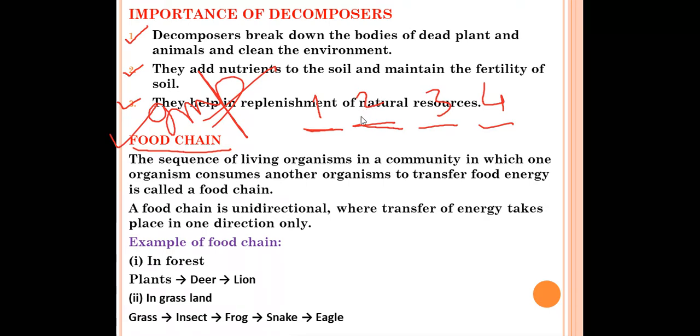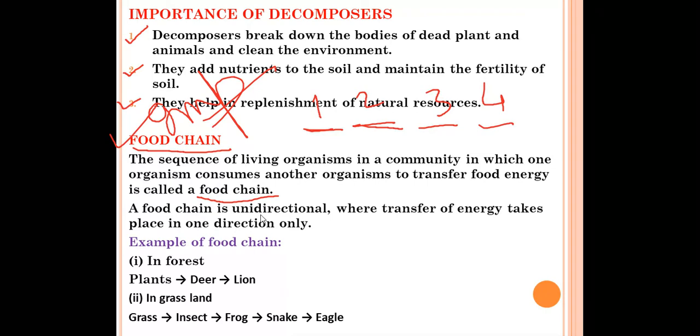One of the organisms will be consumed or eaten by the other organism, and like this the food or energy is transferred from one organism to the other organism. They are forming a chain that is called a food chain. So what you will write? The sequence of living organisms in a community in which one organism consumes another organism, one organism will eat the other organism to transfer food energy, is called a food chain.